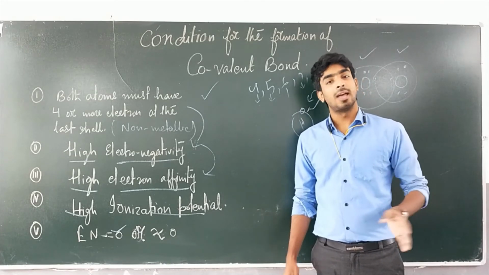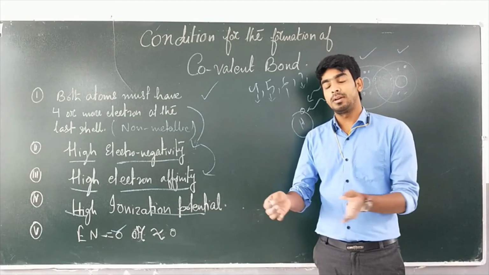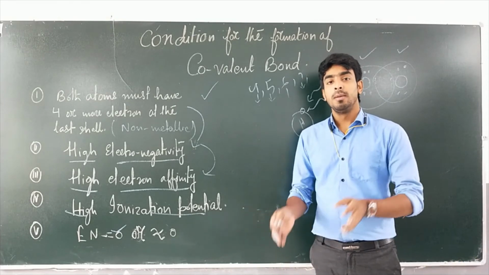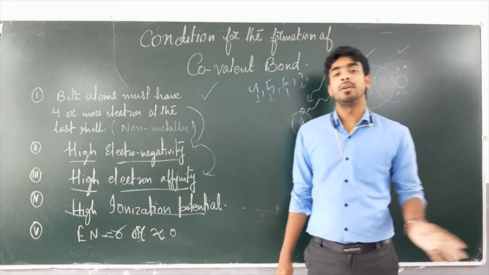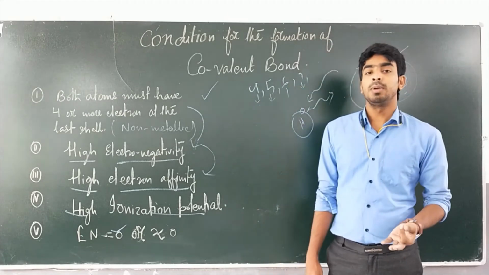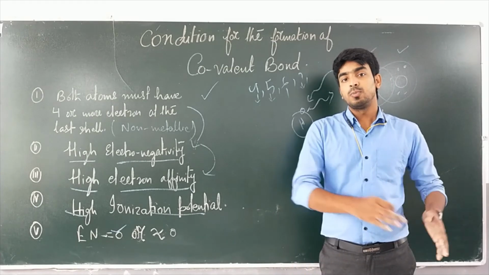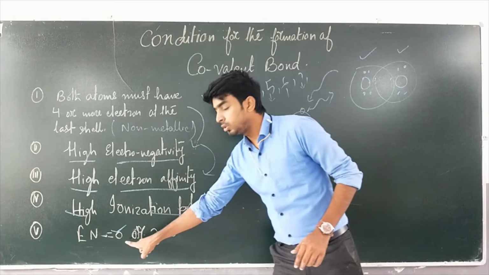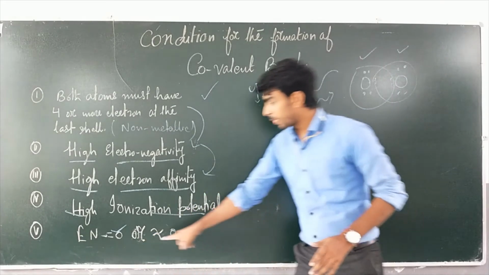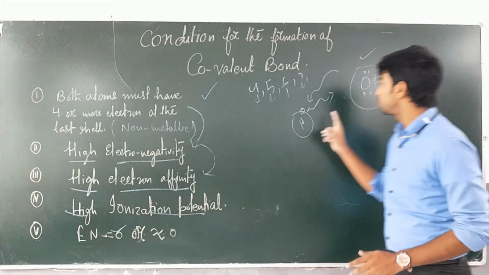Metals have electronegativity as well as electropositivity, but in the case of metals, electropositivity is more than electronegativity, and in the case of non-metals, electronegativity is more than electropositivity. So always remember this. We're just talking about the non-metallic condition. So the electronegativity difference has to be zero over here.